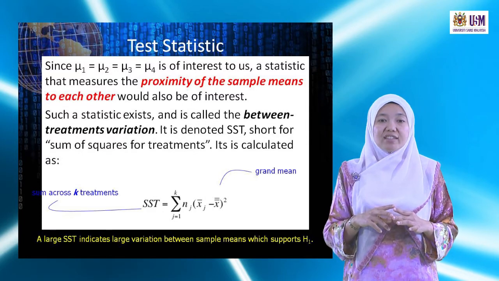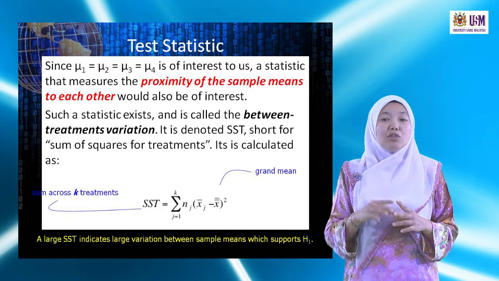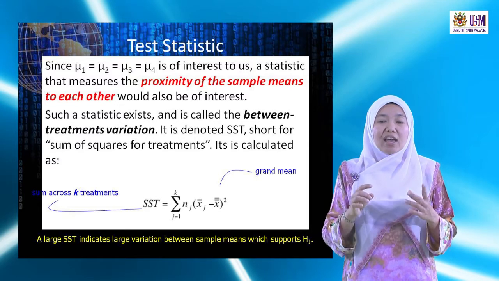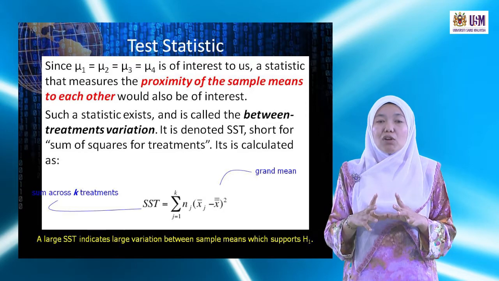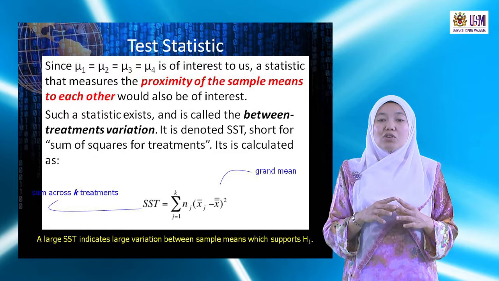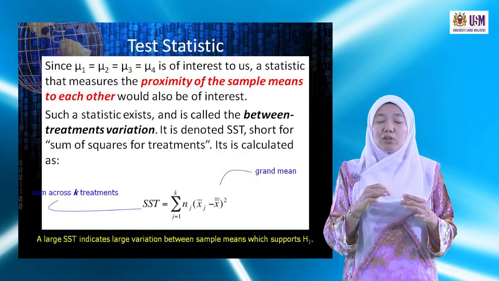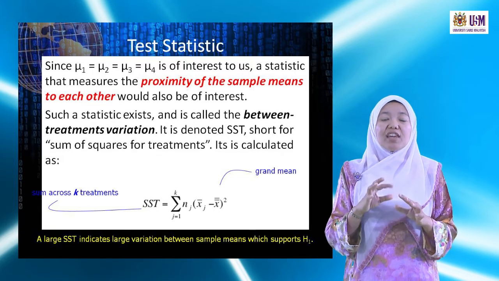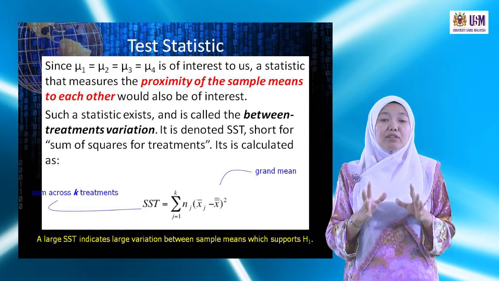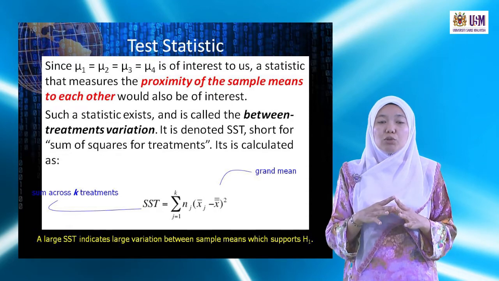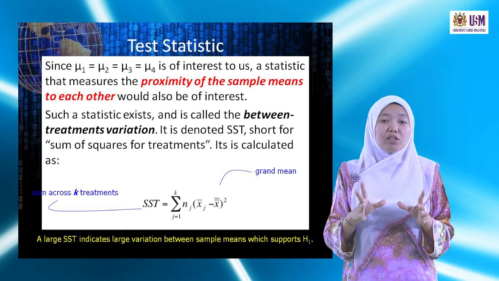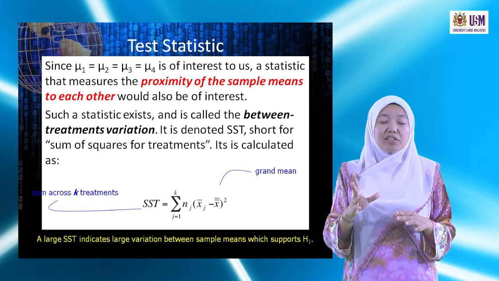Such a statistic does exist, and it is called the between treatment variation, also known as between group variation. It is known as SST, short for sum of squares for treatment, or SSG, sum of squares for group. This is calculated using a formula: you take your group mean x bar for that particular group j, deduct the grand mean, x double bar, square it, and multiply by the sample size of that group, then sum over all groups. That will give you the sum of squares for treatments. A large SST will indicate a large variation between sample means, which supports your alternative hypothesis.